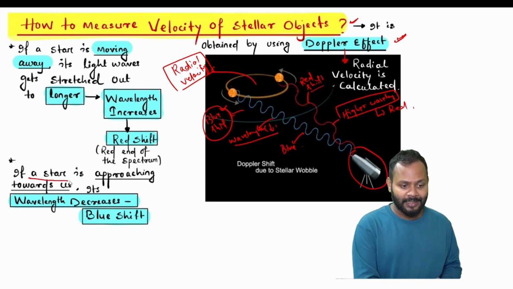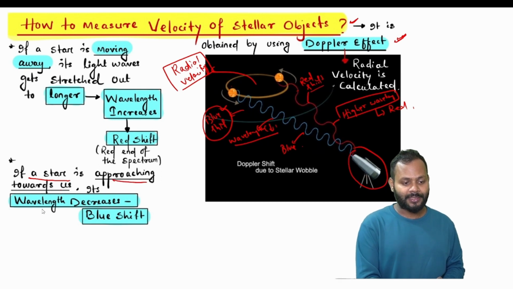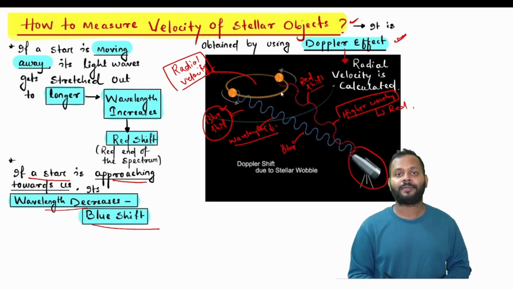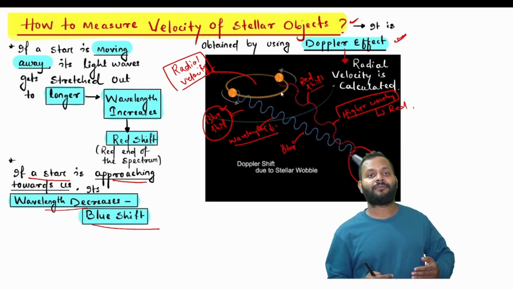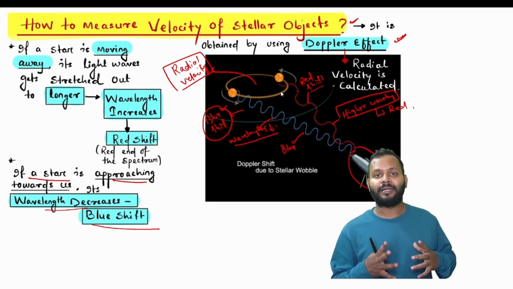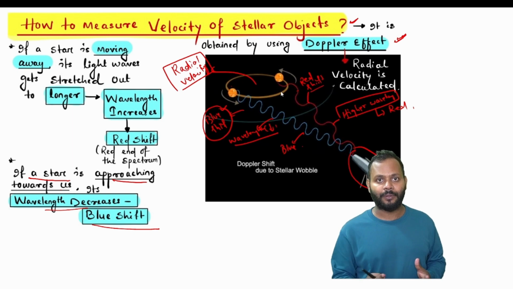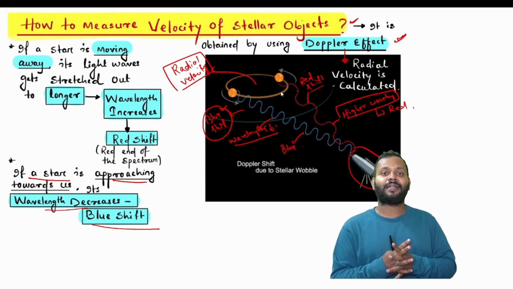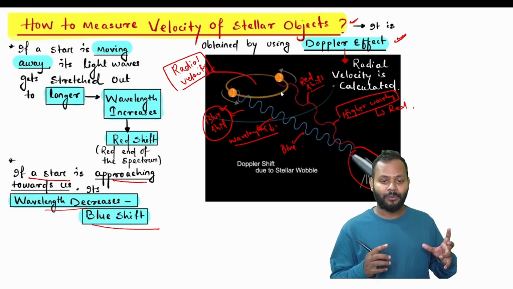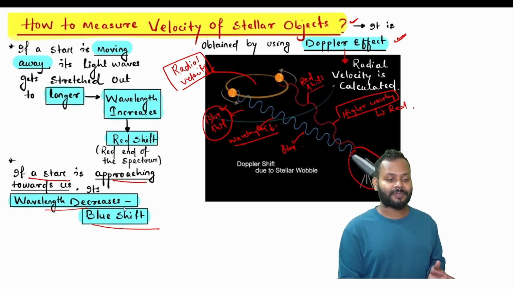Understand? If a star is approaching towards us, its wavelength decreases, and it is the blue shift. So this is the blue shift and red shift. Basically, we understood that when the star is coming towards us or moving away, by understanding the color of the ray. These are the blue shift and red shift, and this is the Doppler effect. Within the Doppler effect, we have studied already.